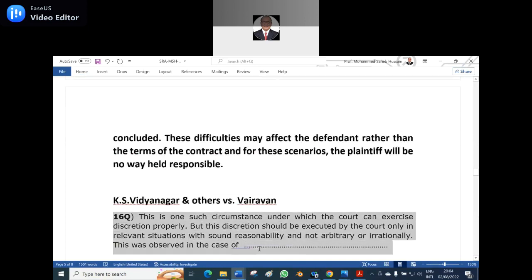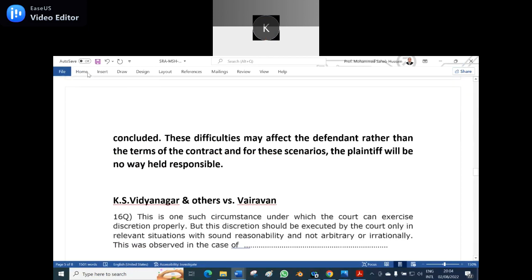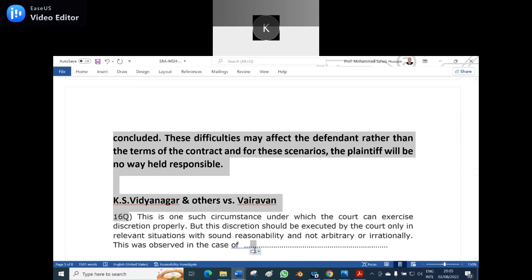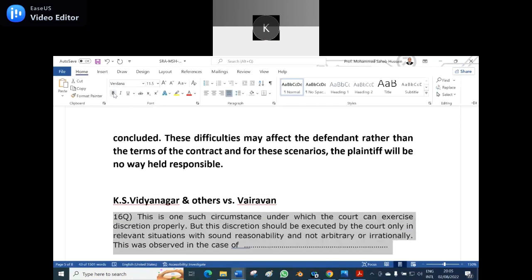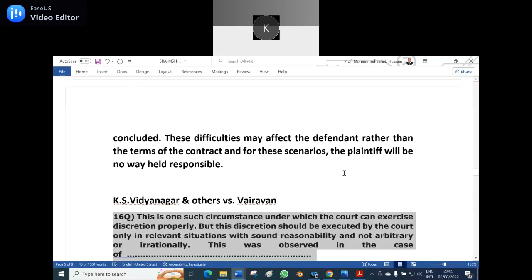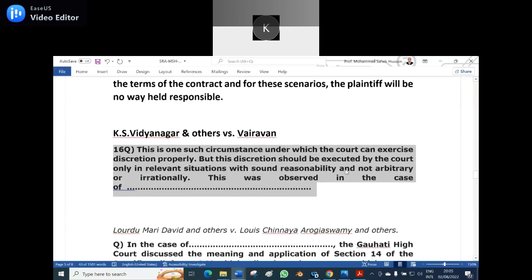This is one such discretion properly, but this discretion should be in relevant situations with sound reasonable court case or irrational. This was observed. Scroll up, sir. Yeah, because the answer is here. I have given the answer directly. You are giving no options.